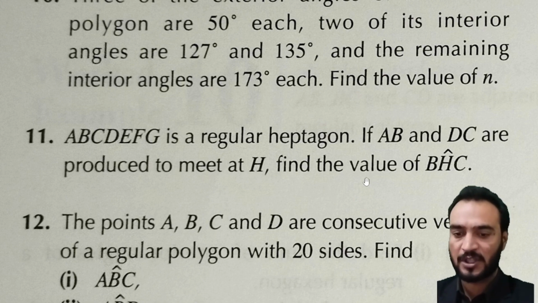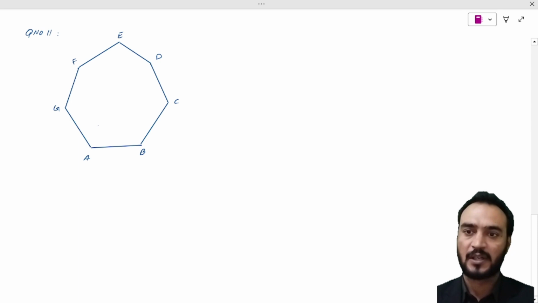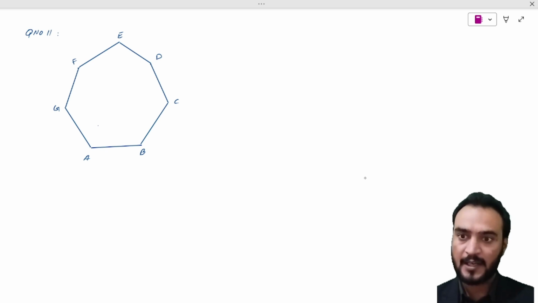So let us solve this question. This is the regular heptagon, a seven-sided polygon. We need to produce the sides AB and DC. This is AB, which is produced now, and we also produce DC in this way. So the point of intersection is H. We need to find this angle at point H.